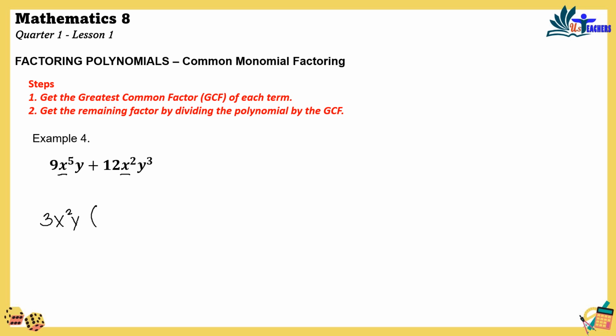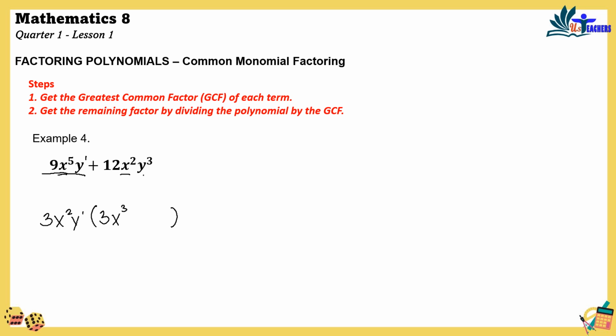We will write parenthesis para naman hanapin yung isa pang factor. So, let's divide. First term, 9 divided by 3 is 3. X raised to 5 divided by x raised to 2. Remember, isusubtract yung exponent. So, 5 minus 2 is x raised to 3. And then yung y, 1 minus 1. So, mawawala na siya. So, 3x raised to 3 lang.